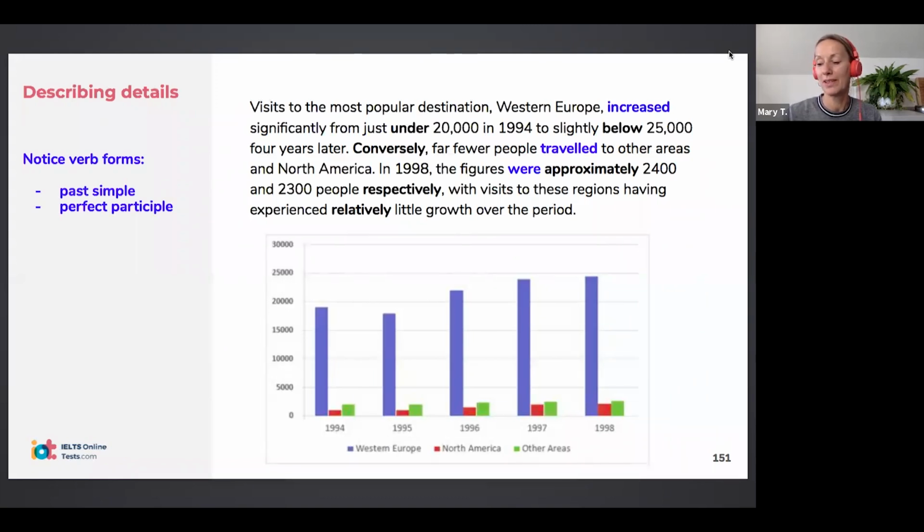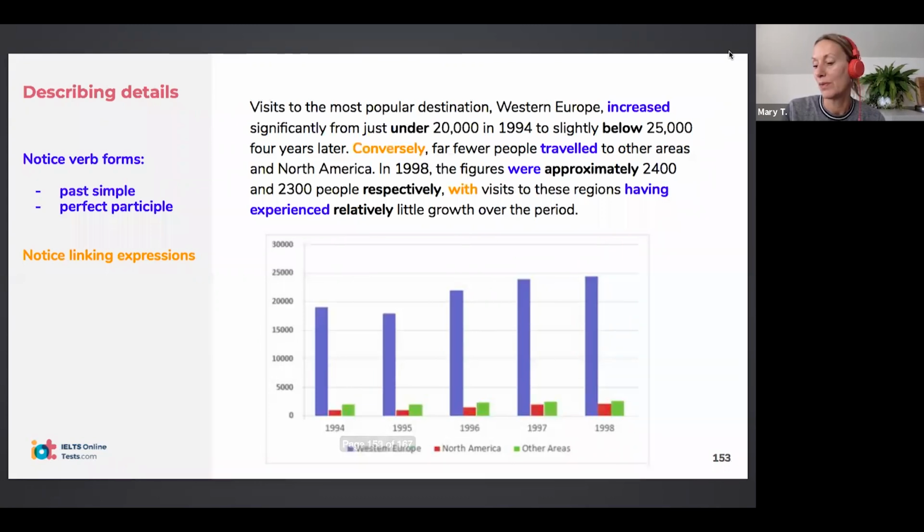Perfect participle, this is a nice new bit of grammar, probably for some of you. That's right, Alexis, good, having experienced. I was just going to say, if you use that kind of structure, that will really help with your grammatical range, and should help you to get a better band score.